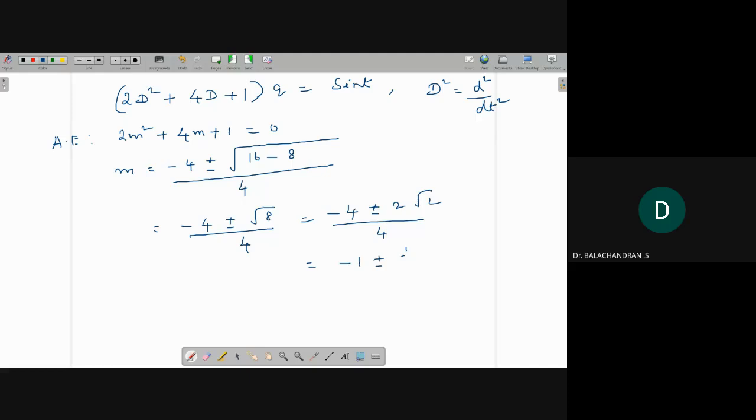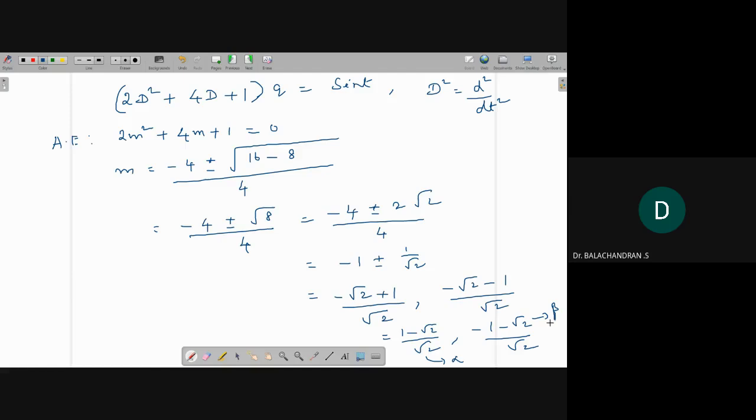Now take LCM: minus root 2 plus 1 divided by root 2, and then one more root is minus root 2 plus 1, sorry, minus 1, divided by root 2. Or you can write this as 1 minus root 2 by root 2 and minus 1 minus root 2 by root 2. So this is alpha, this is beta. So the roots are real and distinct.